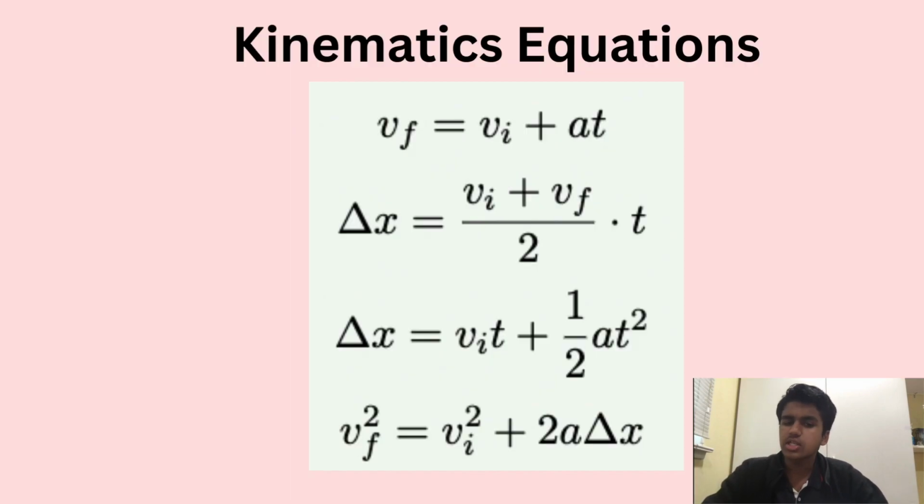So now this brings us to the most important part of this unit, the kinematics equations. There are 4 equations, and all 4 of these equations involve 5 variables: the initial velocity, final velocity, acceleration, time, and displacement. So please pause the video and memorize all these formulas.